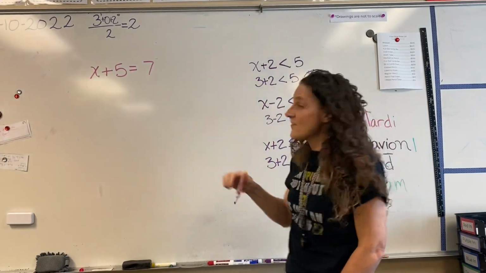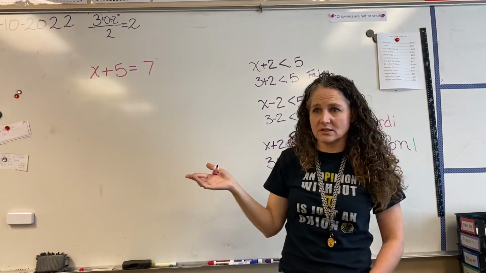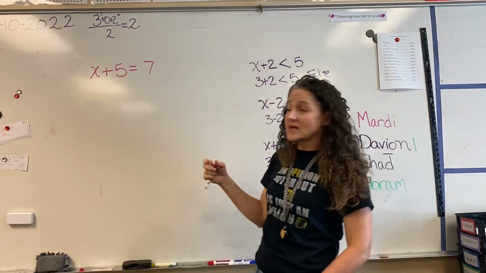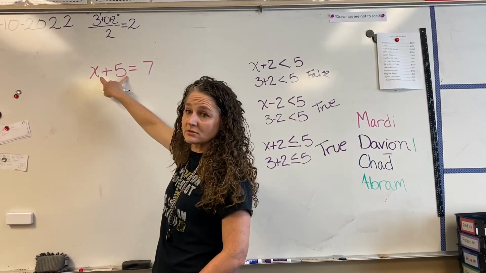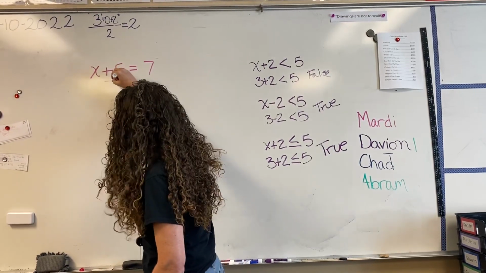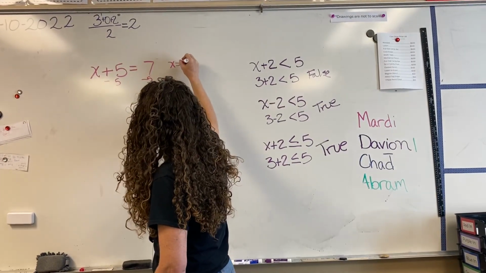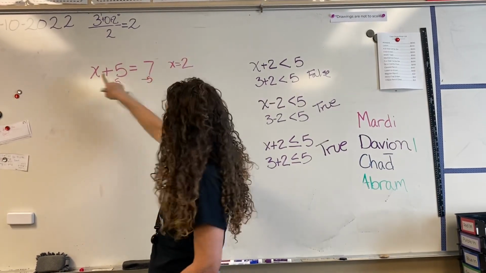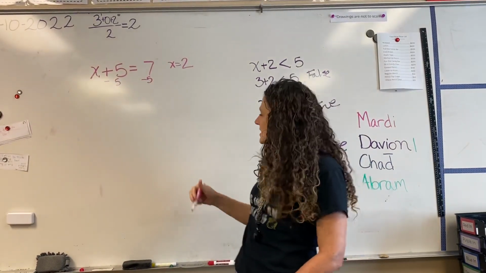If x is 2. How did you figure that out? 7 minus 5. We'll teach you a trick. This is addition. What undoes addition? Subtraction. So I'm going to subtract 5 from both sides, and I get, when x equals 2, that's true. And let's try it. 2 plus 5 is 7? Yes.